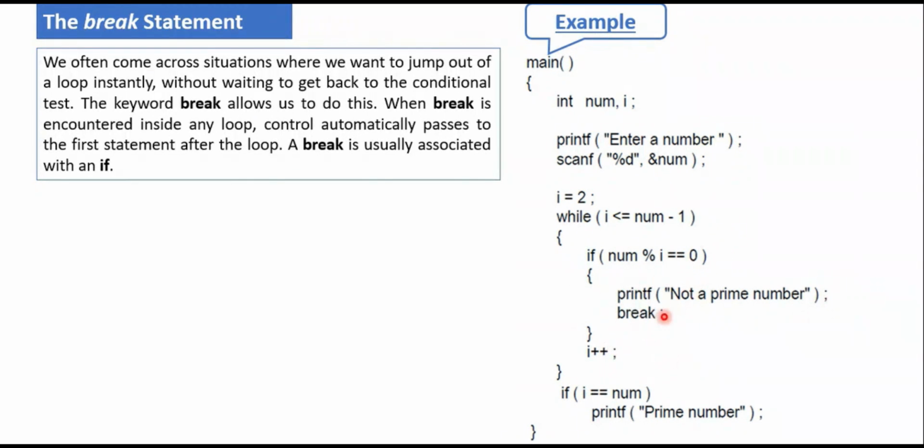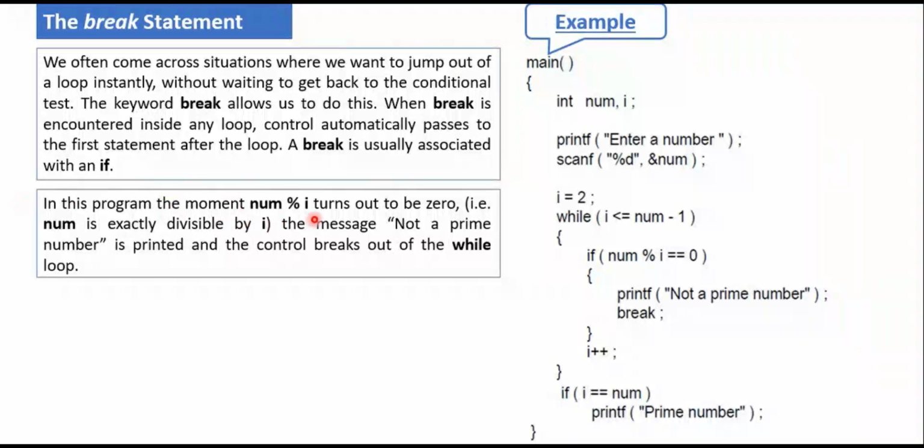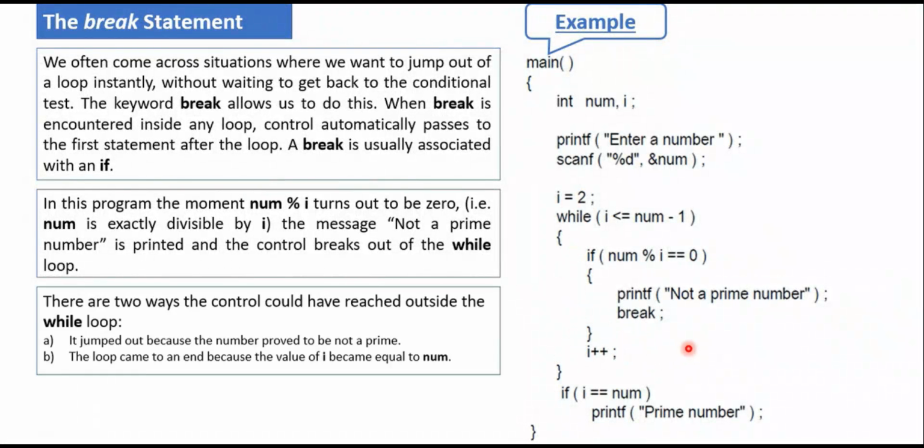In this program, the moment num percent I turns out to be 0, that is, num is exactly divided by I, the message not a prime number is printed and the control breaks out of the while loop. There are two ways the control could have reached outside the while loop. One is if this condition is satisfied, that means the number is exactly divided by I, then it jumps out of the while loop because the number proved to be not prime.